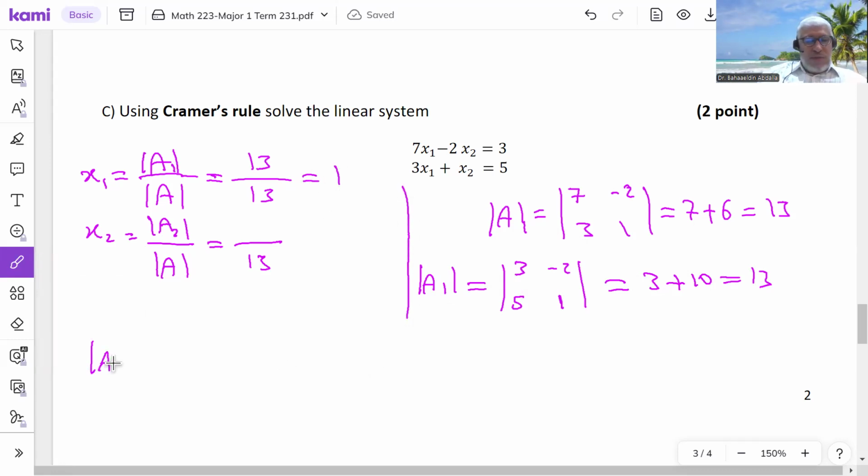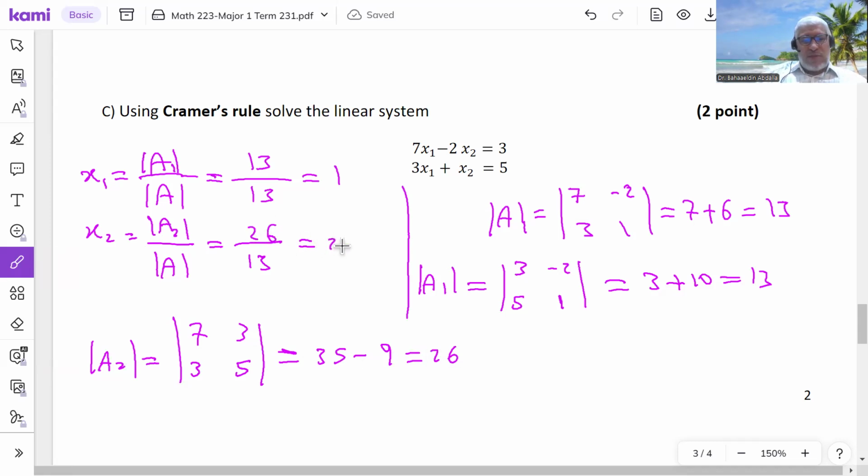Let us find the determinant of A2. Well, A2, 7, 3 will remain without change. And -2 and 1, the second column, I'll change it with 3, 5, the constants. So find the determinant. 7 times 5, that's 35, minus 3 times 3, that's 9. So 35 minus 9 is just 26. So you write here 26 over 13, 2.